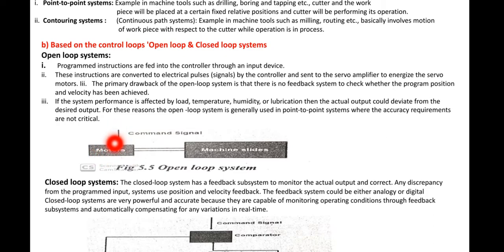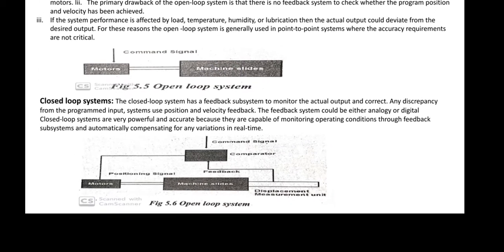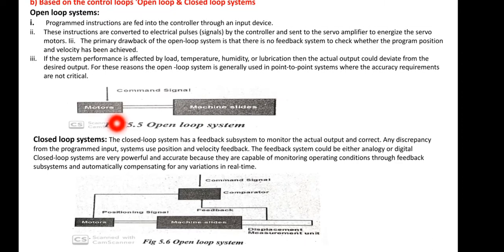Motor, see here, command signal, and it operates the machine slide. For example, the machine table is moving in X direction or moving in Y direction. So in this case we don't get the feedback information. So next one, closed loop system.